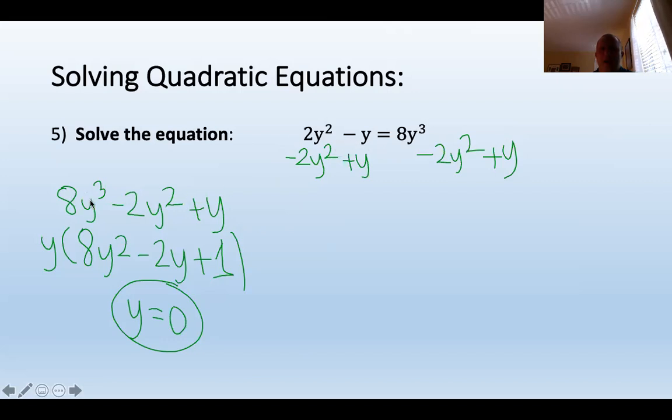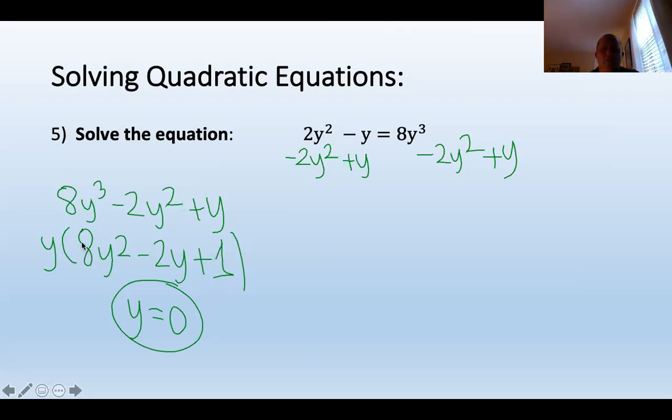So you have 8y cubed minus 2y squared plus y. Then we have to factor this and set our factors equal to 0. Now the first step in factoring is to factor out y as your greatest common factor. Because you have y cubed, y squared, and y, you can factor out a y, and you're left with y times parentheses 8y squared minus 2y plus 1.